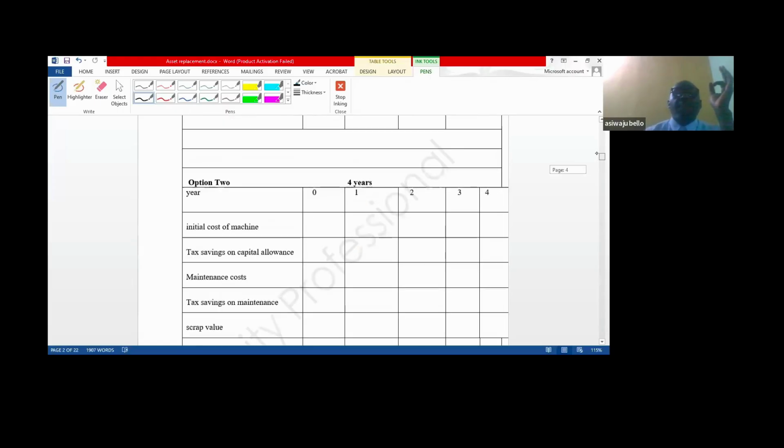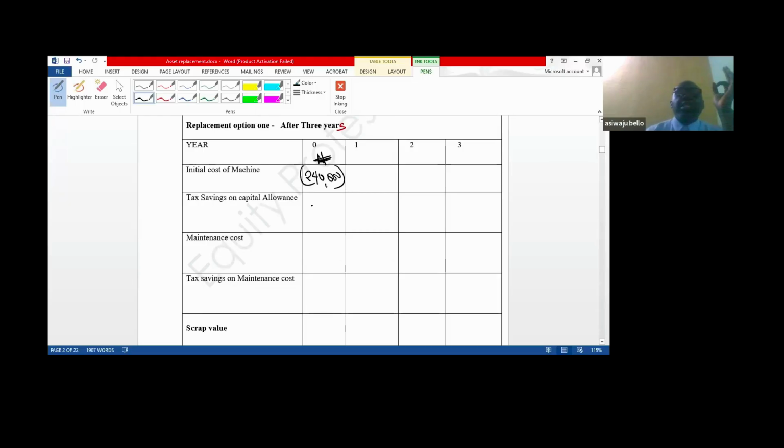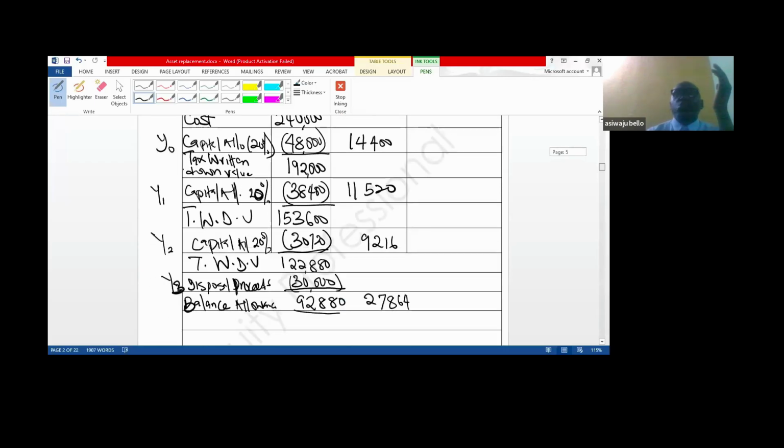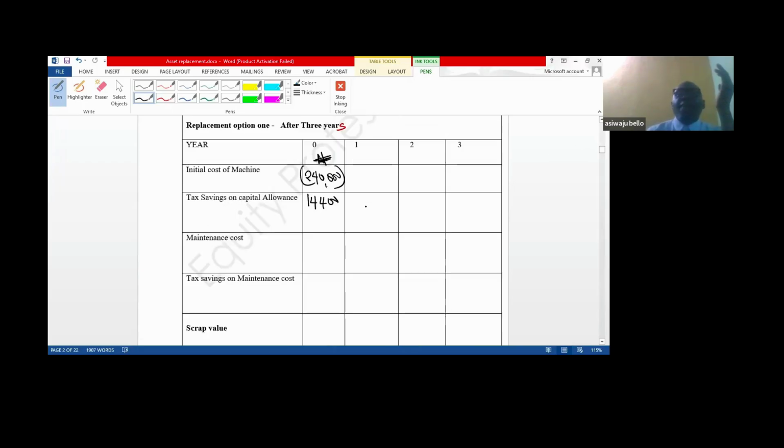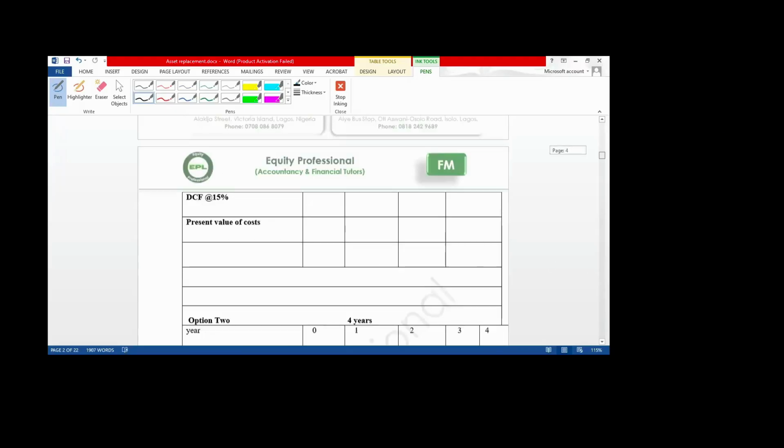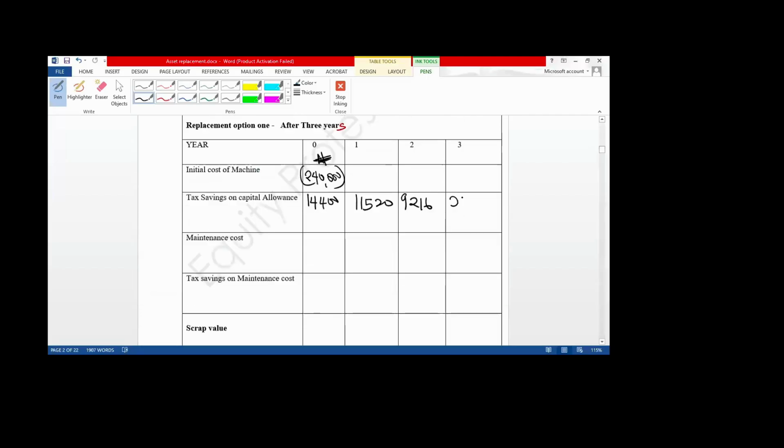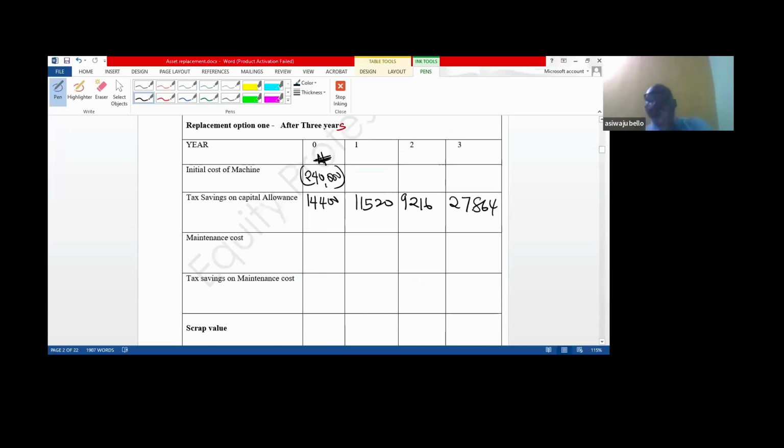Now come here. The tax savings is an inflow: 14,400, 11,520, 9,216, 27,864. In this calculation we assume that the asset will be replaced after 3 years. That means we are going to sell the asset after 3 years.